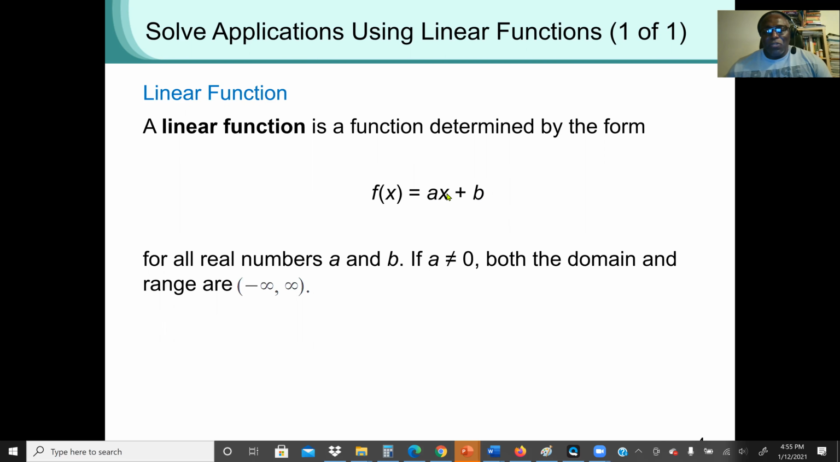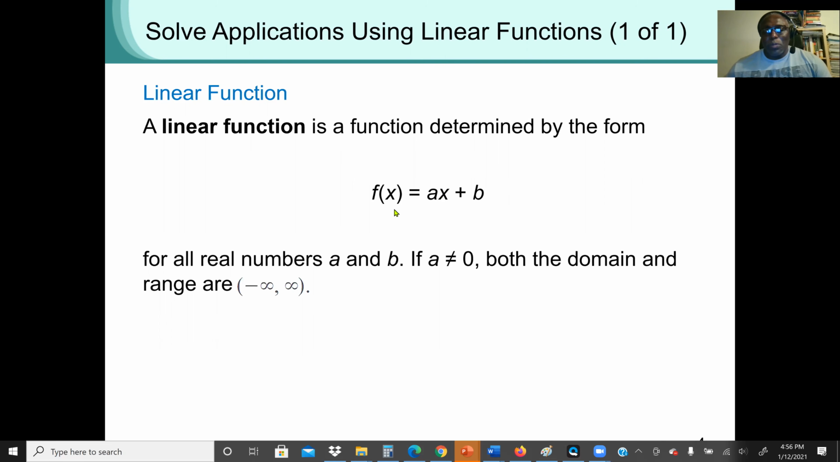Our main variable here is x. Now, x must be raised to the power 1. When x is raised to the power 2, it becomes a parabola. It's no longer a linear function. So for a linear function, the exponent of the variable x is 1. Again, a function determined by the form f(x) = ax + b is a linear function.